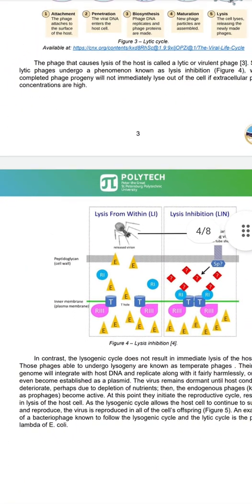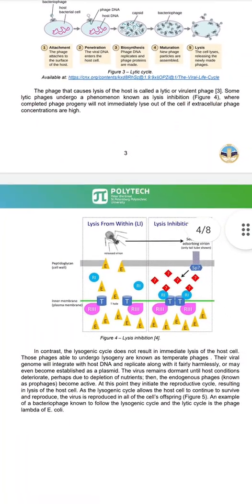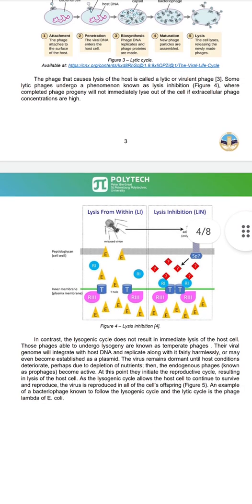In contrast, the lysogenic cycle does not result in immediate lysis of the host cell. Those phages able to undergo lysogeny are known as temperate phage. Their viral genome will integrate with host DNA and replicate along with it fairly harmlessly, or may even become established as a plasmid. The virus remains dormant until host conditions deteriorate, perhaps due to the depletion of nutrients.